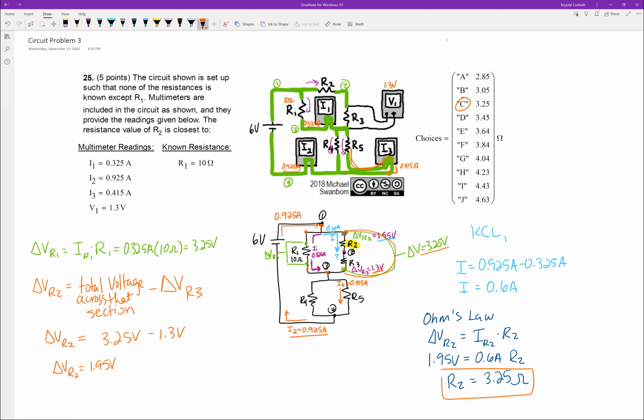Notice when solving this problem, we were able to peel back the layers and use only this top portion. We never needed to use the information in this bottom portion. Now, there are other routes that you could have taken to solve this problem, and so I encourage you to experiment and find different pieces of information and see what you can learn about the problem.